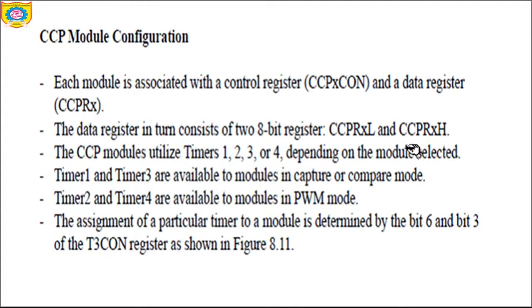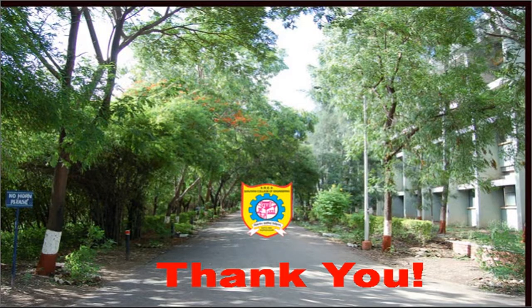It's a 16-bit register split into two parts: CCPR1L, that is CCP register 1 low, and CCPR1H, the high register. The CCP module utilizes timers 1, 2, 3 and 4 depending on the module being selected. This timer explanation is already known to you. So this was all about the CCPxCON register. This register is very important as far as the selection of mode is concerned. Thank you.